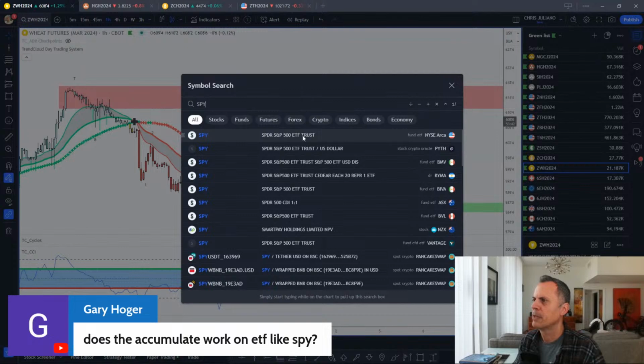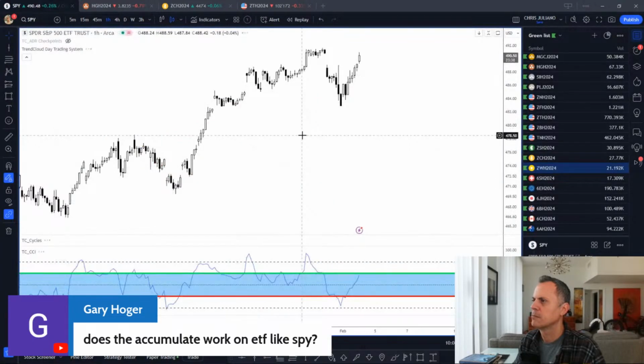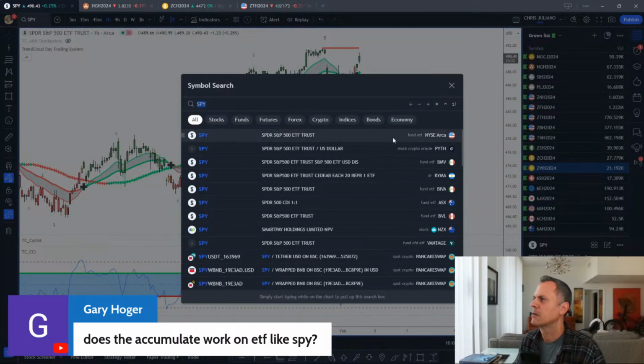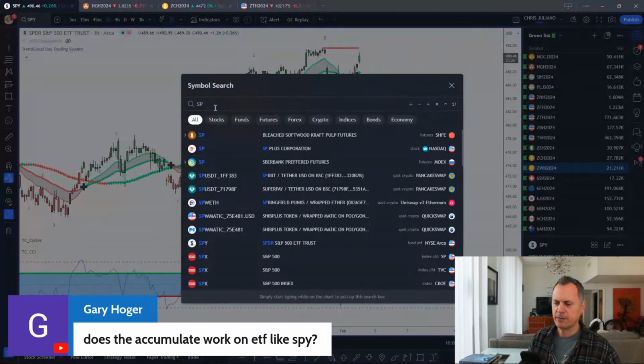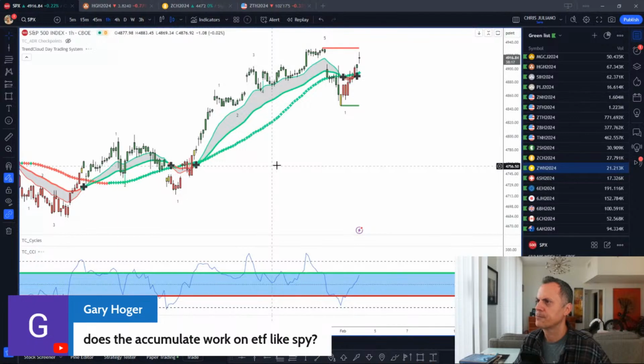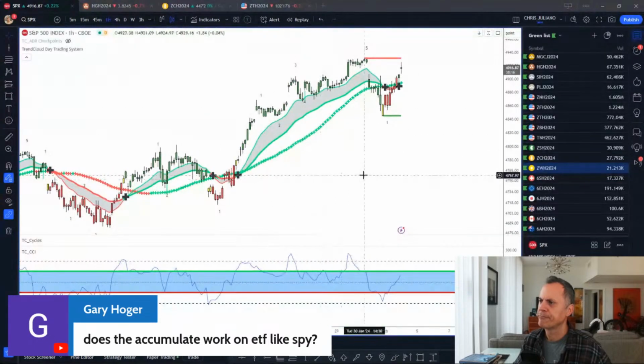There we are. Right. Spider. Wait, is that it? Yeah, the SPY. I think there's SPX too. SPX, S&P index. It's all the same thing. One hour chart.